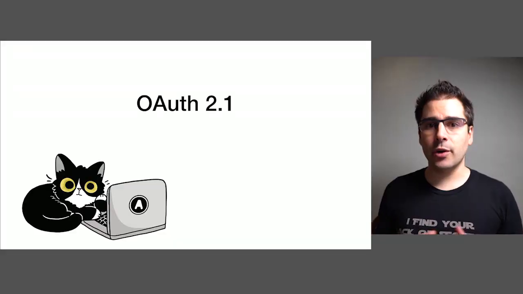So that's a quick summary of things that are happening in the OAuth group. There's a lot more going on as well. I don't have time to get into everything, but these are the ones that I'm also the most familiar with. Now let's talk about another effort going on in the OAuth group, and that is OAuth 2.1.